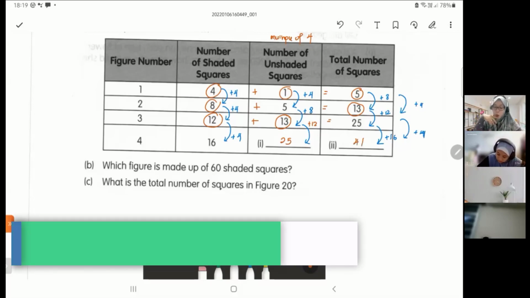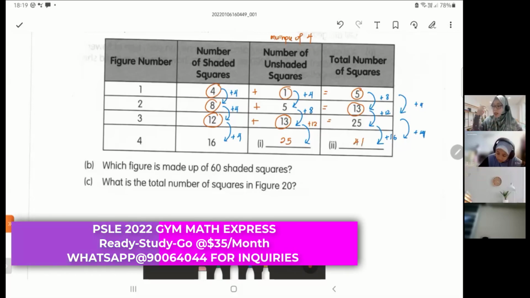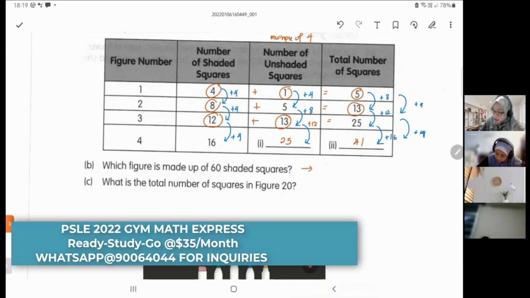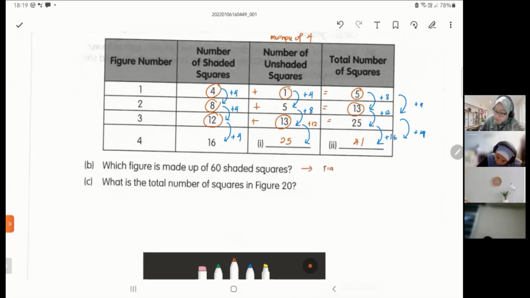Now for part B, which figure is made up of 60 shaded squares? So there's a formula. The formula is the figure number times 4. So figure number times 4 will give me 60. So to find the figure number, you do the opposite. You take 60 divided by 4 and I get 15. Answer for part B.